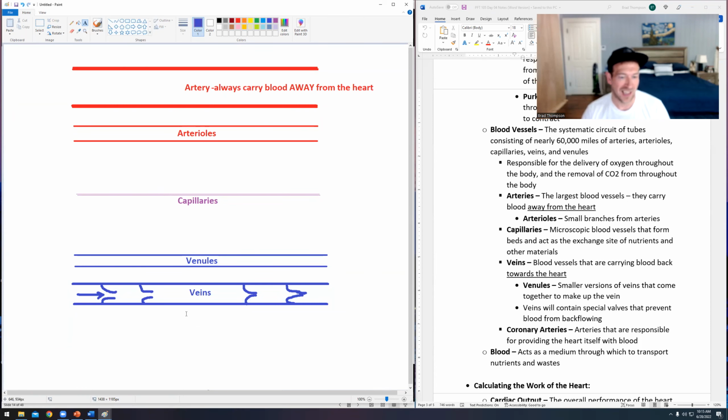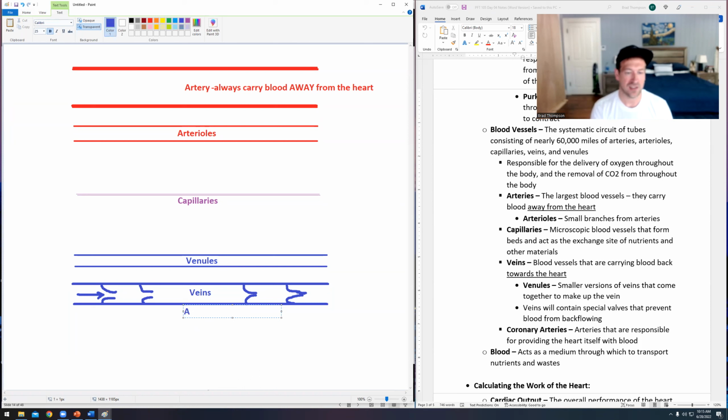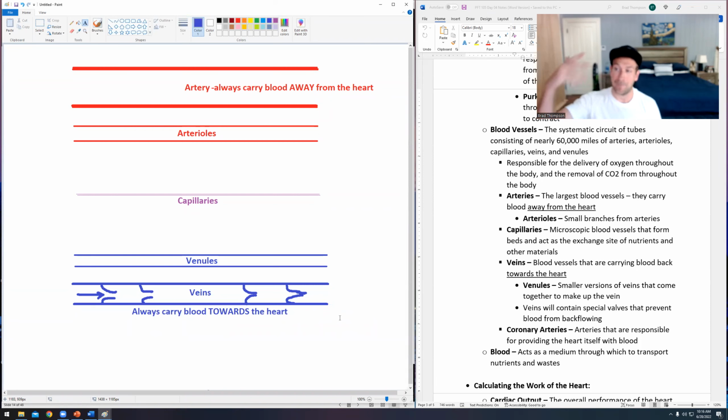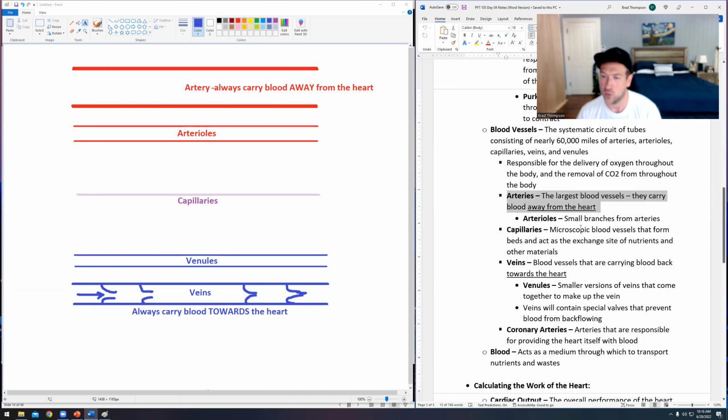You guys get it. Veins always carry blood towards the heart. So veins are always the blood vessels that it's traveling through so that blood can get back to the heart to get pumped around to where it needs to go. So arteries always travel away from the heart. They form smaller branches of arterioles.